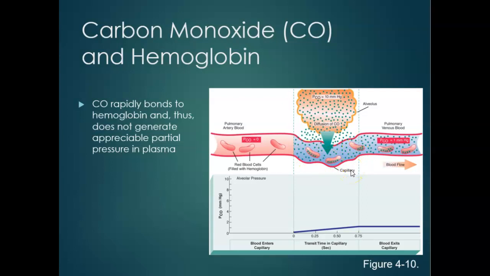That means that more and more CO is going to want to diffuse across that membrane, because that partial pressure is very, very low in the plasma. So that means that diffusion is going to be limited not by the blood flowing through here, but by things that affect your diffusion rate, like your alveolar-capillary membrane thickness or alveolar surface area.